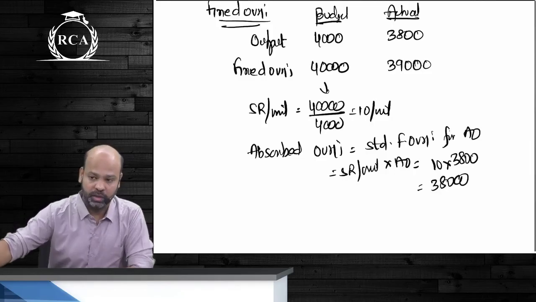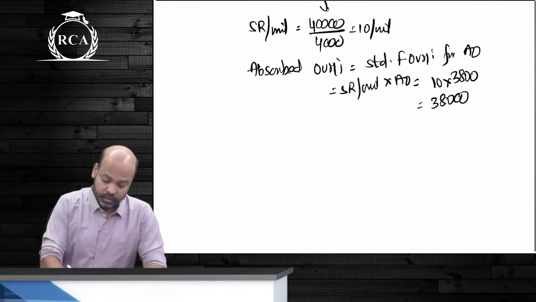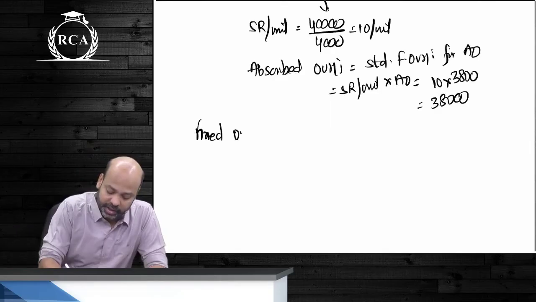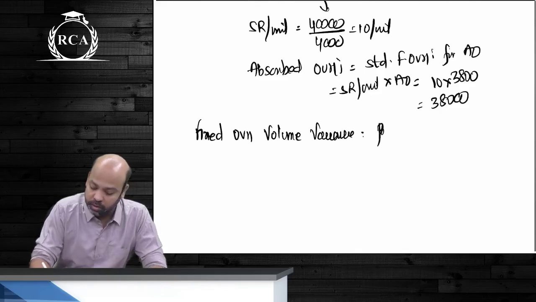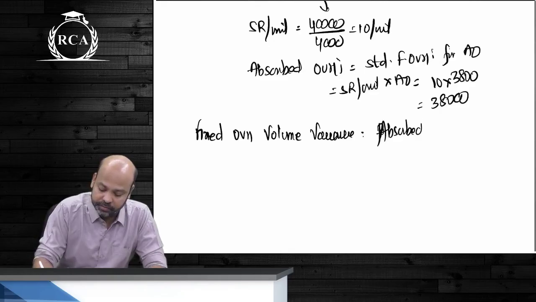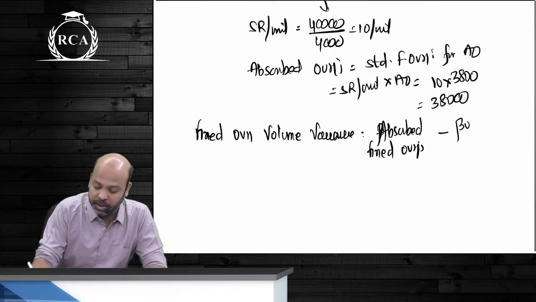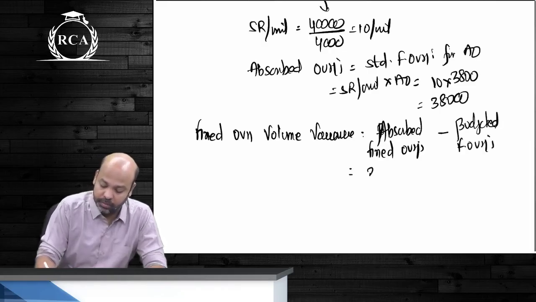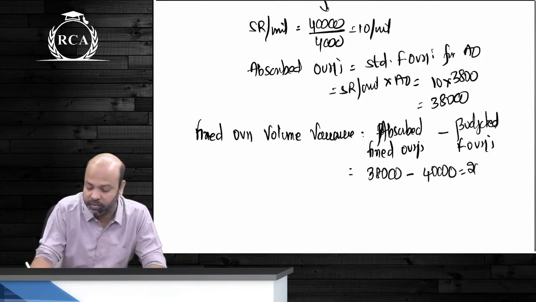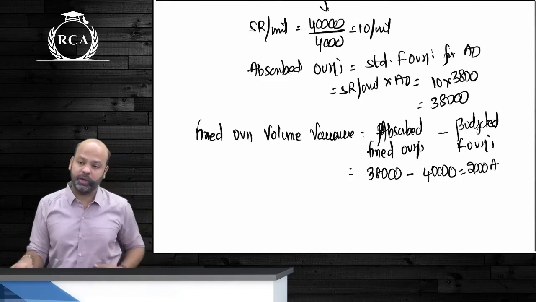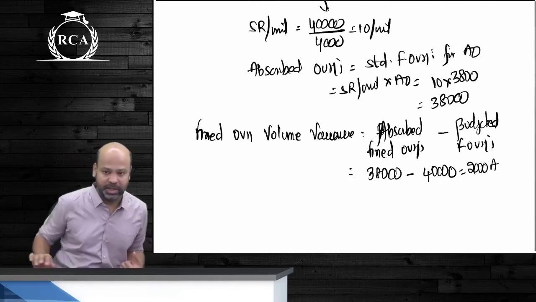Are we clear about this? So after this, beta, you will write, revise it completely. Fixed overhead volume variance, guys, will be equal to absorbed fixed overheads minus budgeted fixed overheads. Absorbed is 38,000, guys. Budgeted is 40,000. So 2,000 adverse. We are absorbing 2,000 less because the volume is 200 units less than budgeted.